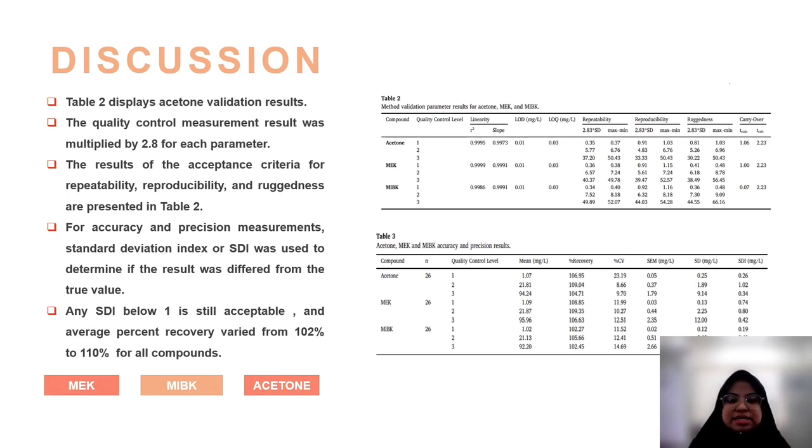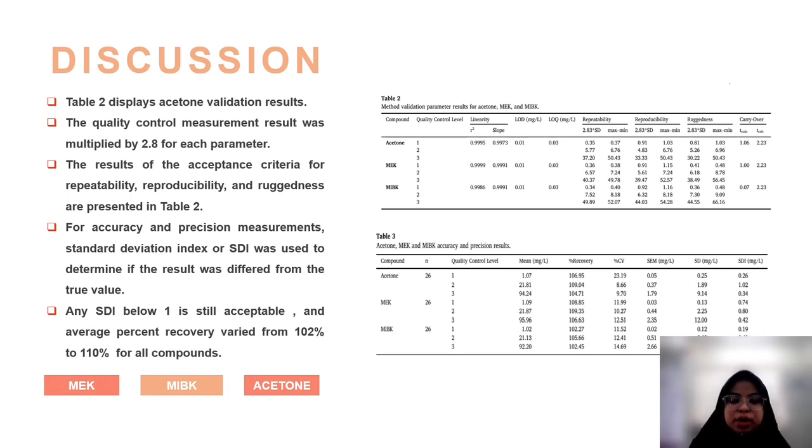The results of the acceptance criteria for repeatability, reproducibility, and ruggedness are presented in Table 2. For accuracy and precision measurement, standard deviation index or SDI was used to determine if the result was different from the true value. Any SDI below 1 is still acceptable. An average percent recovery varied from 102% to 110% for all compounds. CV were below 40, proving the method is accurate.